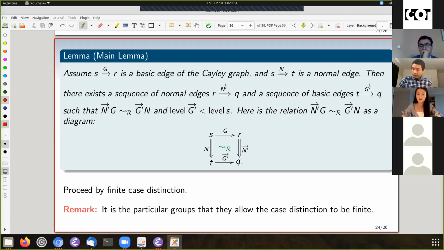And one other thing, we need to make sure we indeed get smaller triangles, so that the levels on this edge are smaller than this one. Basically, make sure the triangle becomes smaller so the induction goes through. The proof of the main lemma is by finite case distinction, and we can make this finite only because we are working on these two particular groups. For other groups, we tried, but we cannot make the casing finite. For example, you always have one case split into two cases, and a subcase split into another two, and the cases just keep increasing. So we are lucky to find a finite casing for this O1 and for the UN, and that's the particular group that makes this happen.